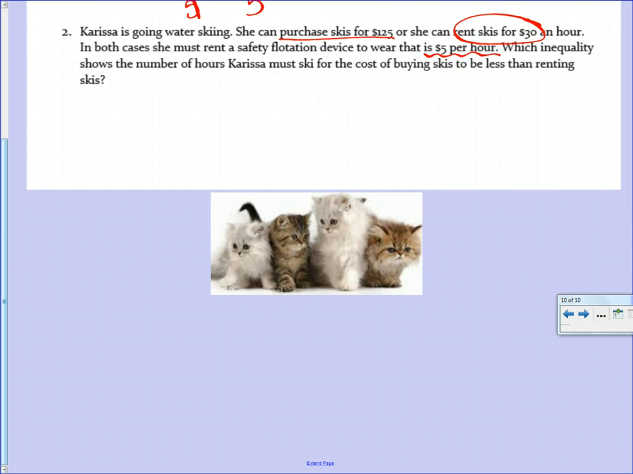So first, if she purchases skis for $125, she only has to pay that one time, so the variable isn't going to go there. She'll buy the skis, and then she has to rent the safety flotation device. That's $5 per hour, so we're going to add 5x. The other option is that she rents the skis for $30 per hour, and she has to rent the safety flotation device. So $30 per hour is where I got the x, and $5 per hour is where the other x is. We want the cost of buying skis to be less than renting, so we're going to use the less than symbol.